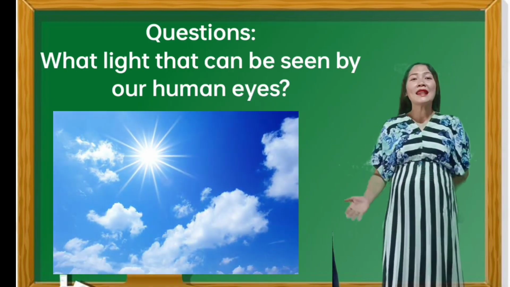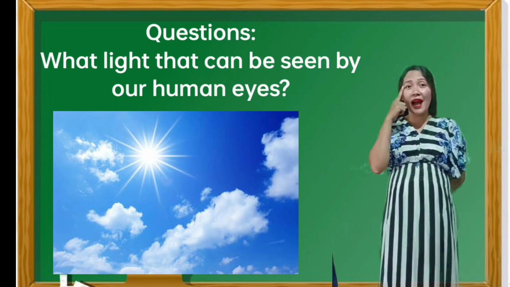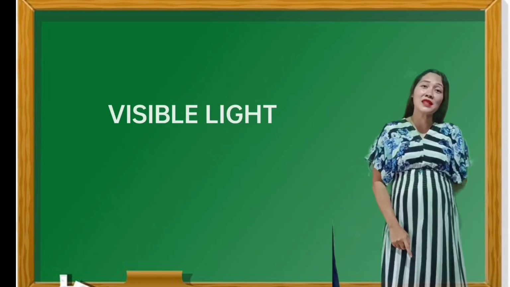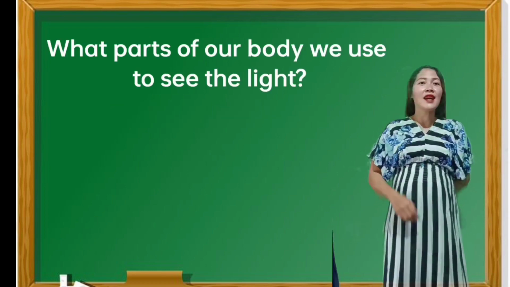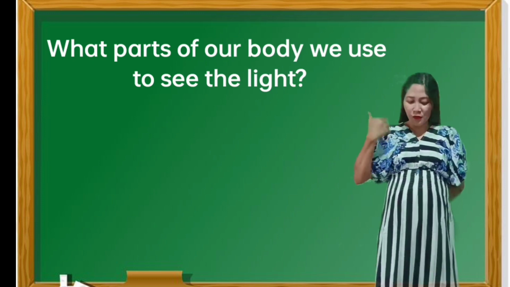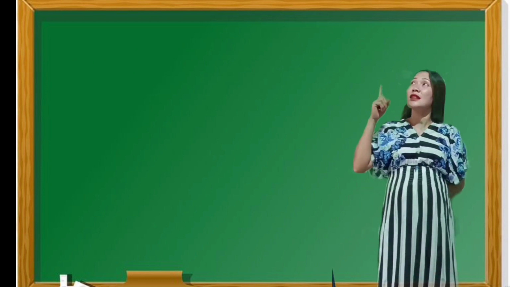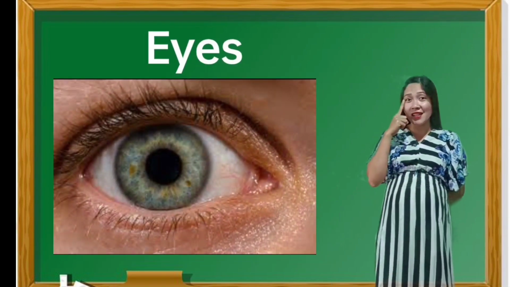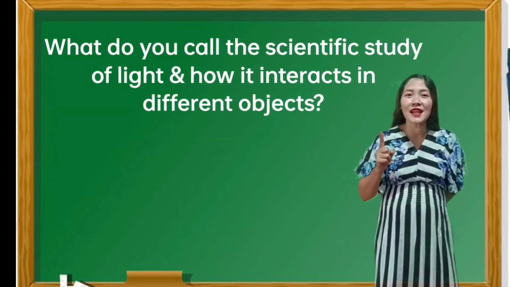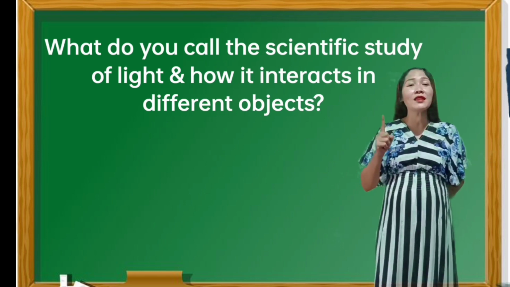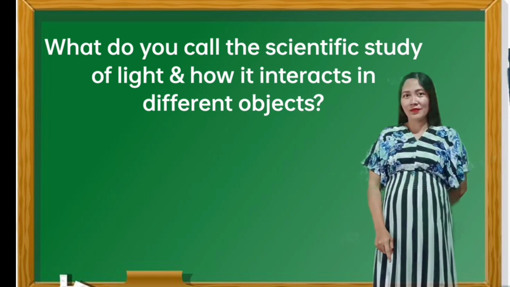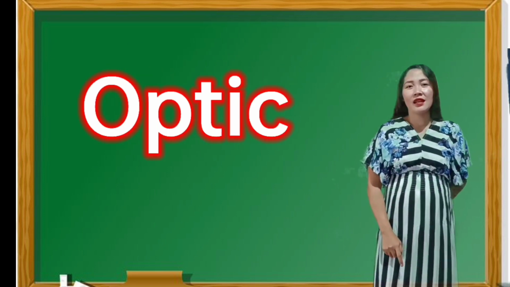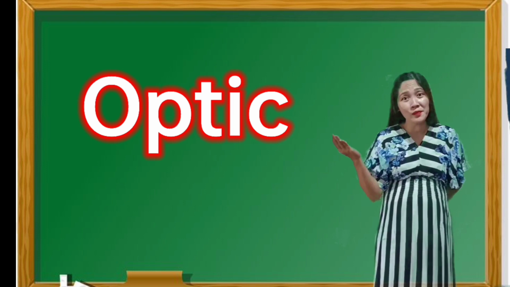Question: what light can be seen by our human eyes? Very good. It is the visible light. Another question: what part of our body do we use to see the light? Correct. It is our eyes. And what do you call the scientific study of light and how it interacts with different objects? Great! It is optics. Do you know what optics is, class?